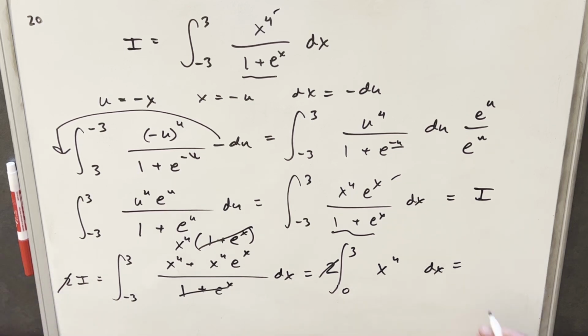Integrating x to the fourth is just the power rule, and we get x to the fifth over 5 from 0 to 3. Of course we don't need to worry about 0, because that is just going to be 0. So we just need to plug in 3, and we have 3 to the fifth, which is 243 over 5.